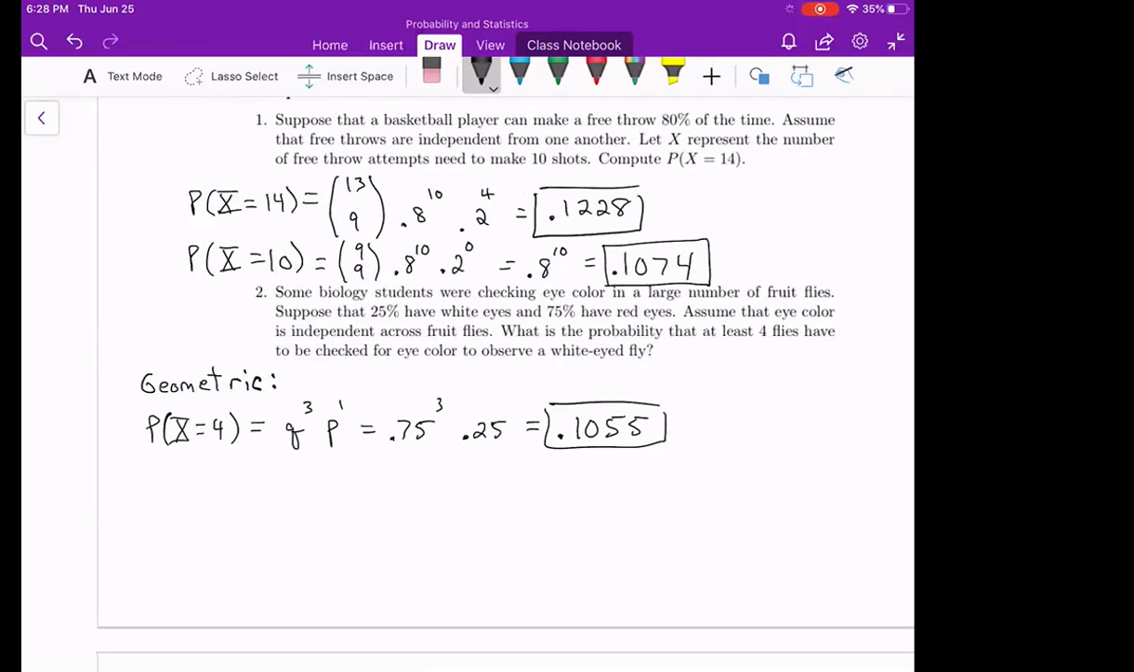So geometric distribution, it's pretty nice. It's pretty simple and direct. There's no combination up front. It is just the number of trials to your first success, whatever success might be. There are a few more problems, but we've gone through 2. Any questions up to this point?